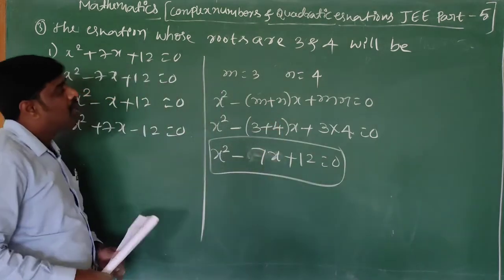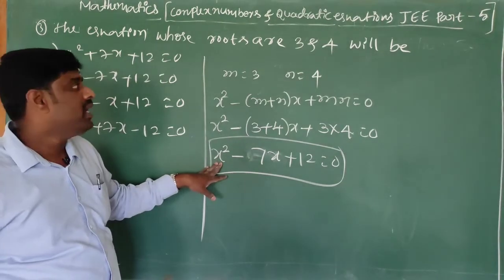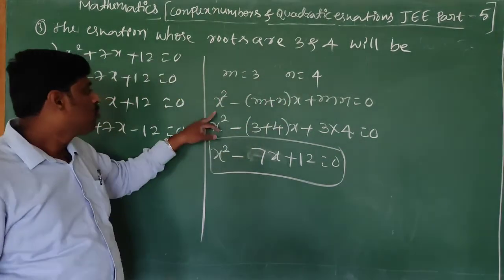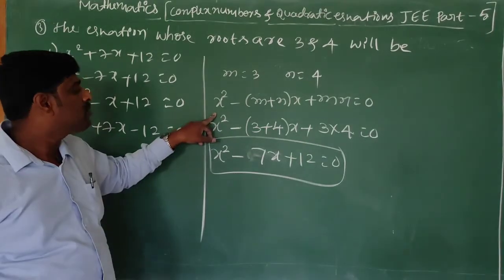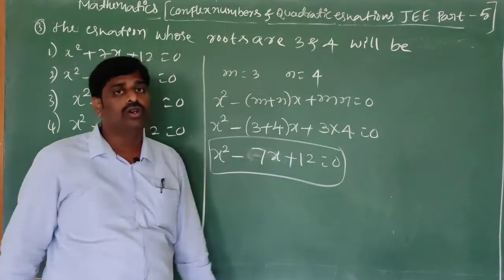Okay, here roots are given. We have to find the quadratic equation. m is equal to 3, n is equal to 4. So what is the formula for forming a quadratic equation? x square minus of m plus n x plus mn is equal to 0.